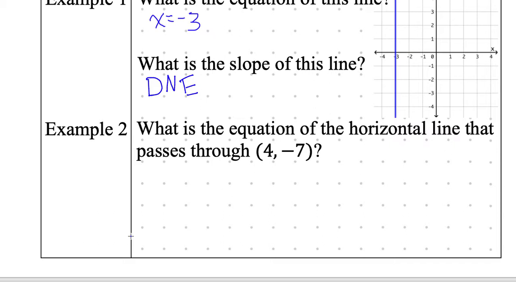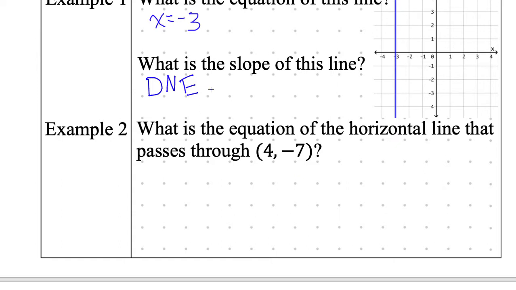What is the equation of that line? What is that coordinate that corresponds? It's either going to be something equals 4 or something equals -7. Which one is it going to be? Is it x or y? What is a horizontal line? And which is the x and y coordinate of the coordinate pair?